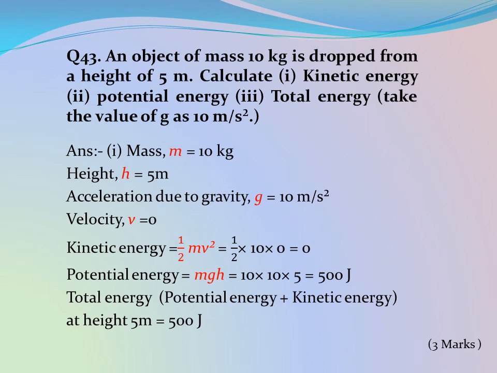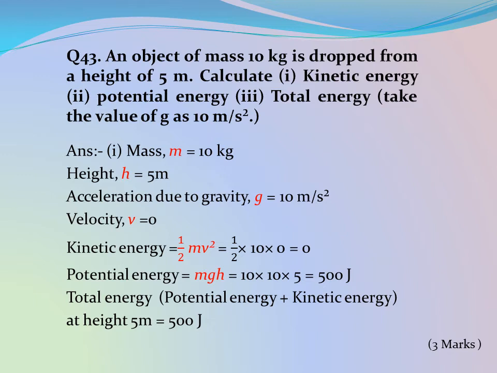Question number 43. An object of mass 10 kg is dropped from a height of 5 meter. Calculate 1. Kinetic energy, 2. Potential energy, 3. Total energy. Take the value of g as 10 meter per second squared.